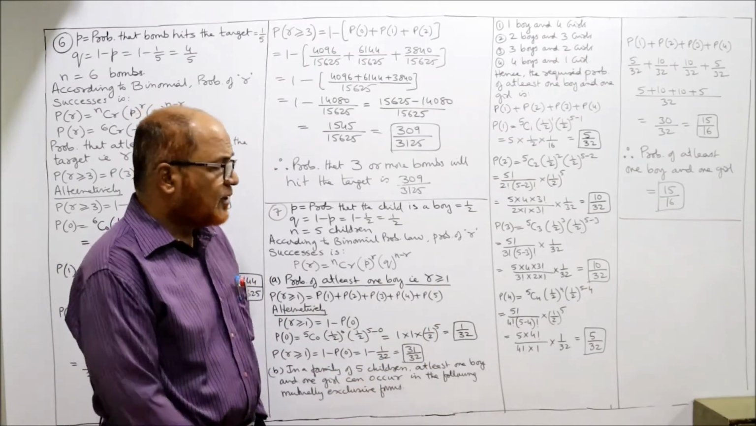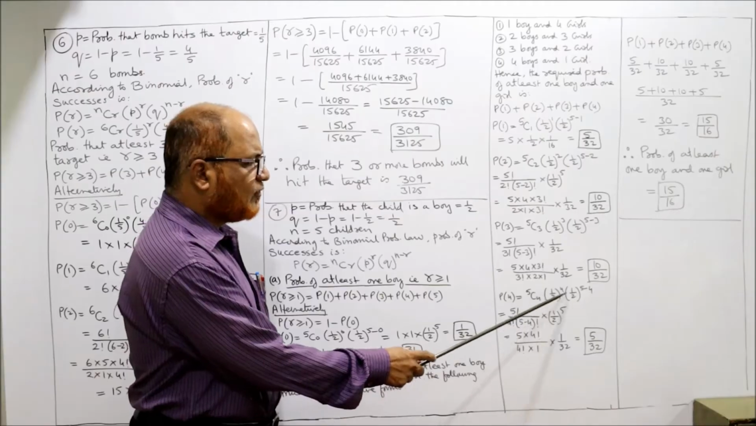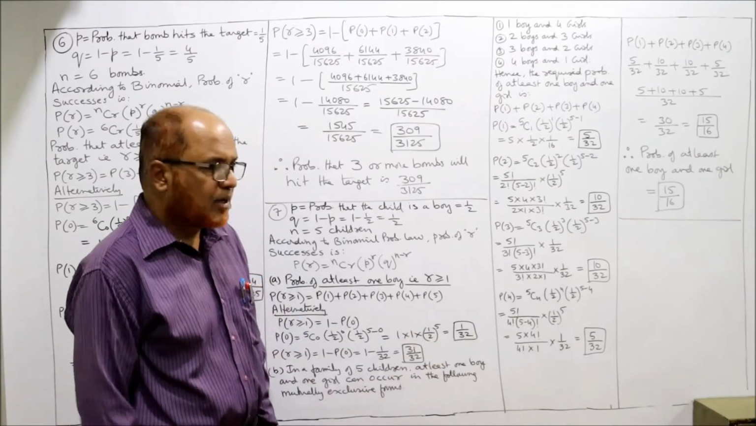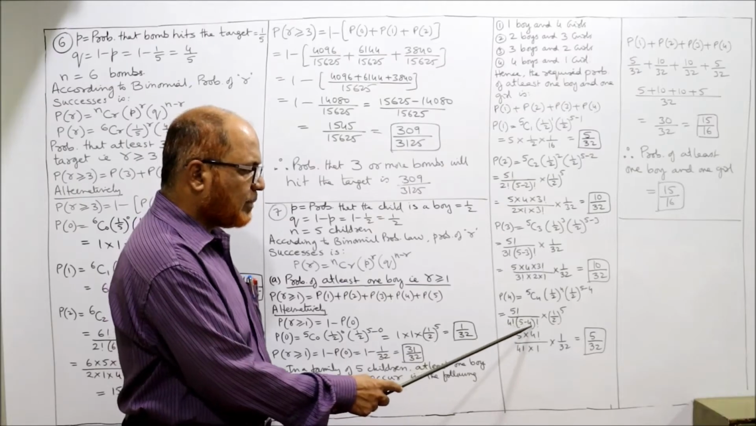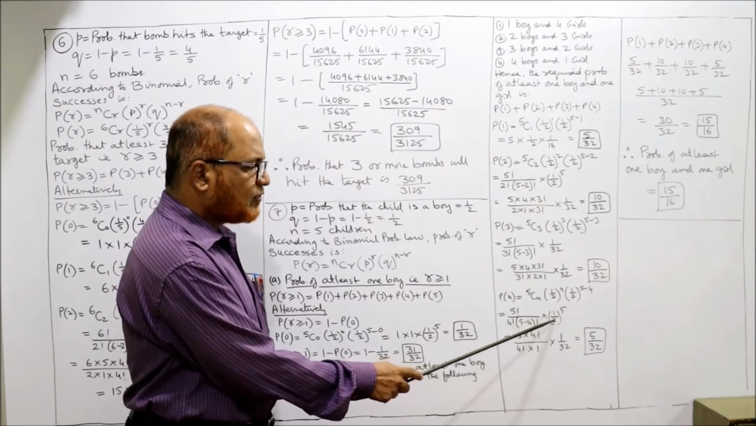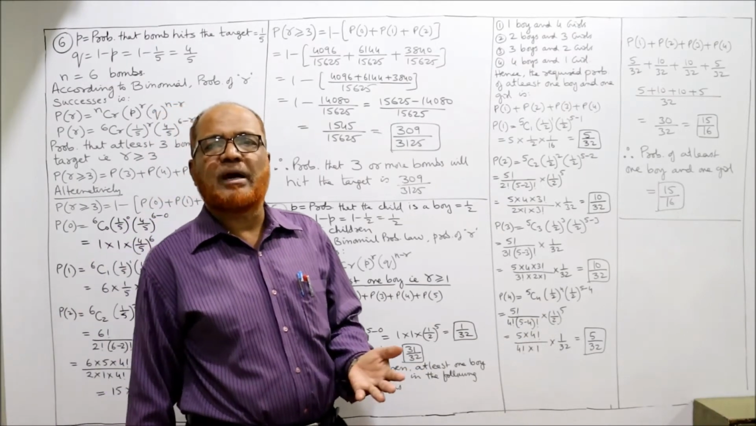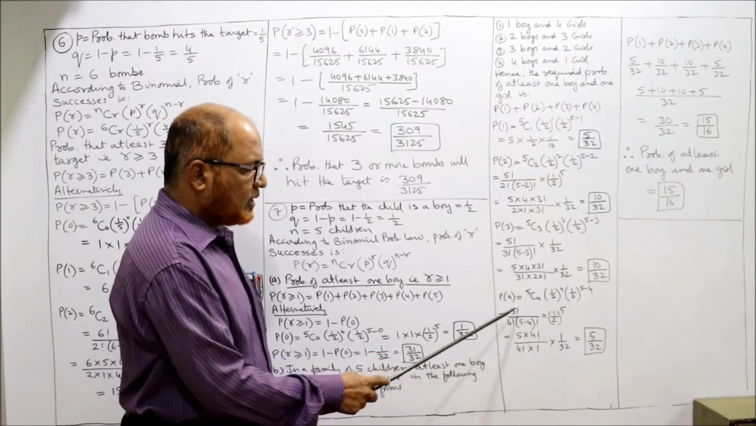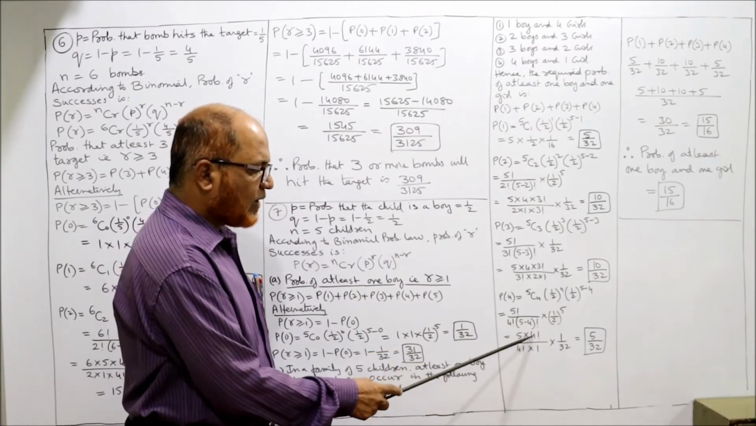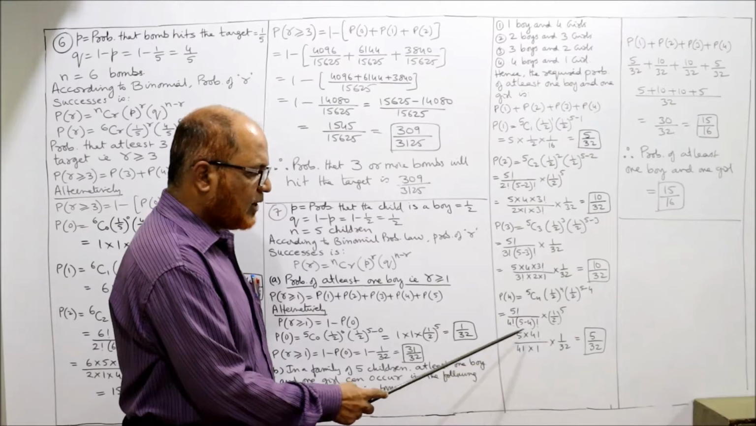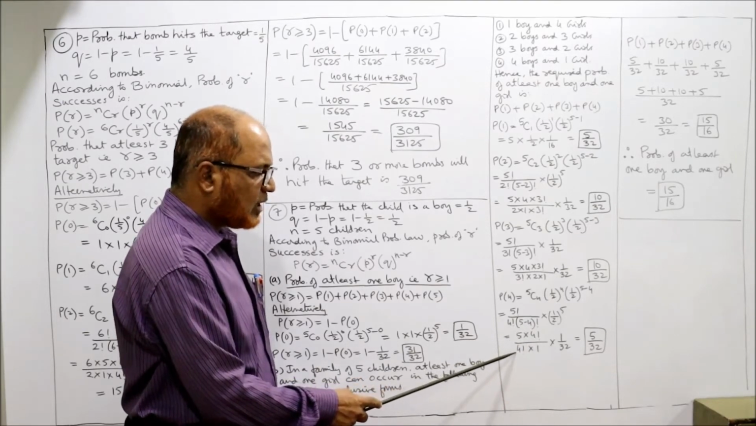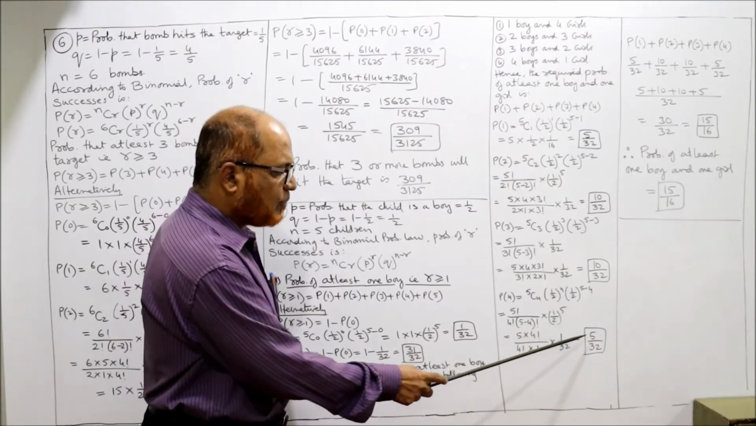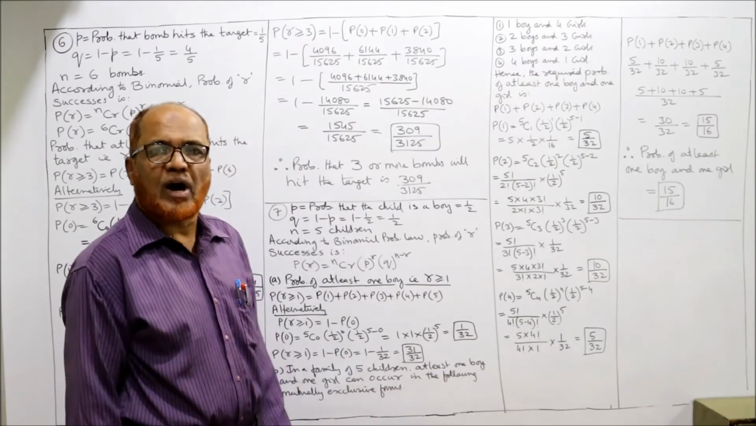P of 4. 5C4 (1/2) to the power of 4, (1/2) to the power of 5 minus 4. So 5C4 is 5 factorial by 4 factorial into 5 minus 4 factorial into (1/2) to the power of 5, already we know 1 by 32. Then 5 factorial, 5 into 4 factorial, denominator 4 factorial, 5 minus 4 is 1. So 4 factorial will get cancelled. So 5 by 32 is the P of 4.